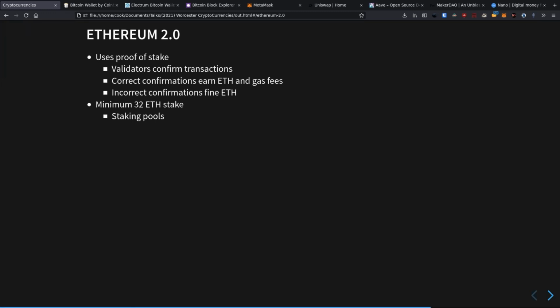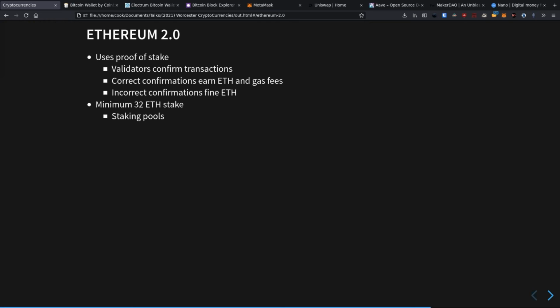I bet 32 ETH that the transaction is valid. And if it is correct, I will earn a bit more ETH. And if it's incorrect, that ETH will be taken from me by the network as a fee to encourage people to correctly validate. So you do have to have a minimum of 32 ETH to do staking, which is why you have staking pools, which is where a group of people will all put their ETH together to make up the 32 ETH, and then they'll be able to stake. I'll go into the difference between Ethereum and ETH later.